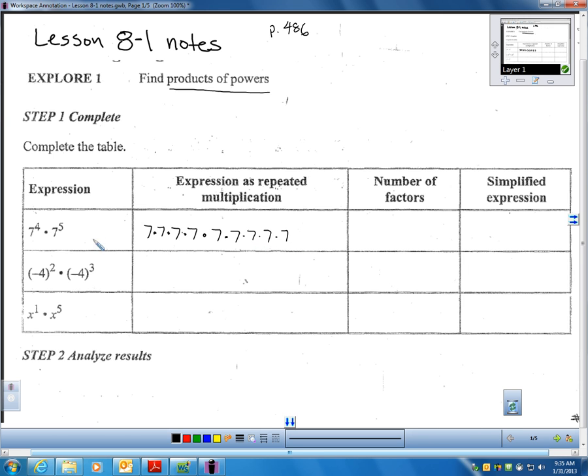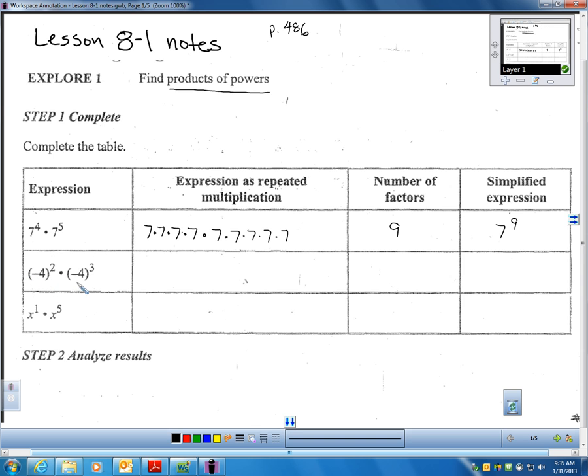Do you see that when I take 7 to the 4th times 7 to the 5th, what I've really created is 9 factors of 7? I have 9 factors of 7. In other words, I have 7 to the 9th power. All right, let's go to the next statement.